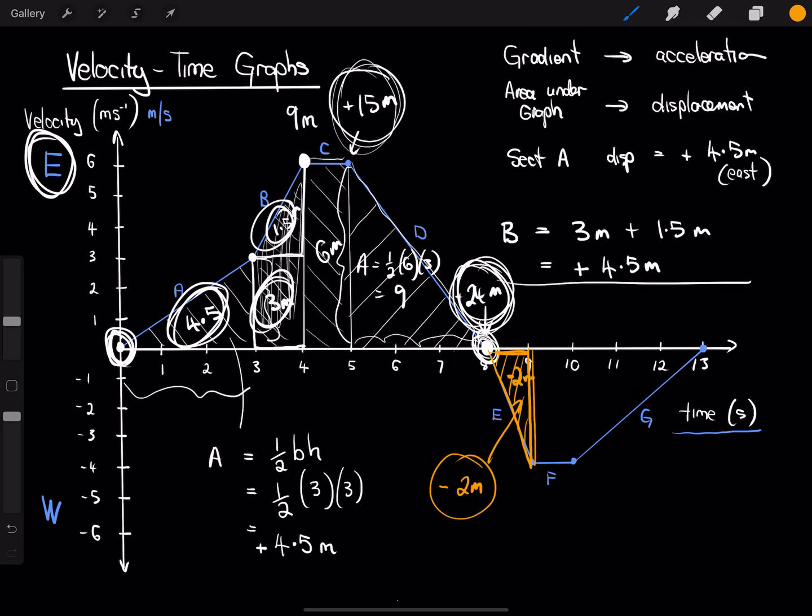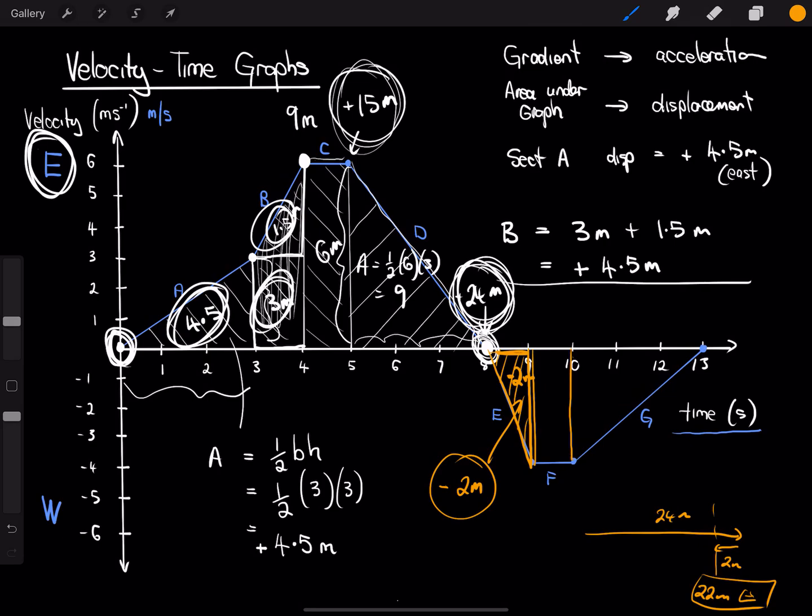And so now, its total displacement, it's travelled 24 meters in the easterly direction, but now it's come back 2 meters in the westerly direction. So now its displacement at this point is going to be 22 meters east of its starting position.